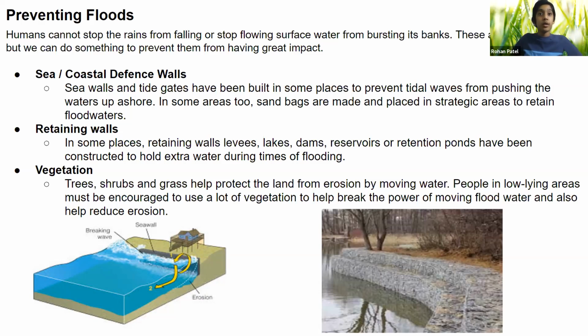Another way is by retaining walls. In some places, retaining walls, levees, lakes, dams, reservoirs, or retention ponds have been constructed to hold extra water during times of flooding. And our third way, one of our best ways, is vegetation. Trees, shrubs, and grass help protect the land from erosion by moving water. People in low-lying areas must be encouraged to use a lot of vegetation to help break the power of moving flood waters and also to reduce erosion, as it also helps to suck up more water and to hold the soil.